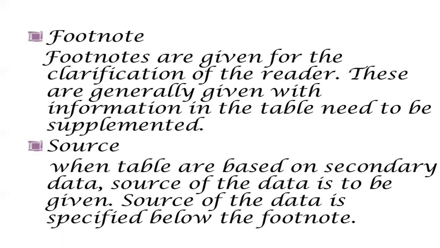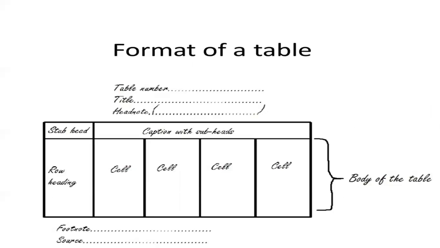So here is the format of the table. Format of a table: table number, title of the table, head note, then stub head. Here we use the stub, the row heading. Whatever the row headings are, we write here. Then the cell, where we put the information. Caption with subheading, whatever is there. The whole thing is called the body of the table. Footnote and source are given here.